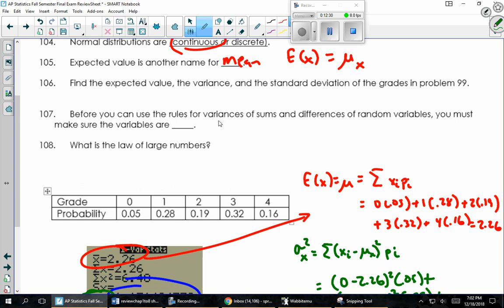Moving on to 107, before I can use rules for variances and sums and differences, I must make sure that the variables are independent. Now again, this is only for variances or standard deviations.